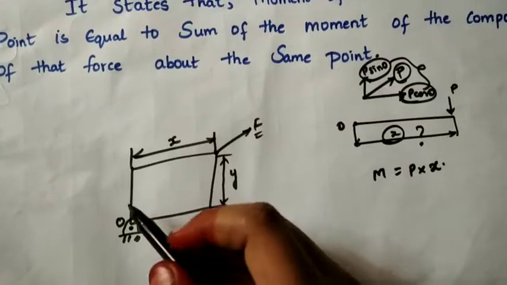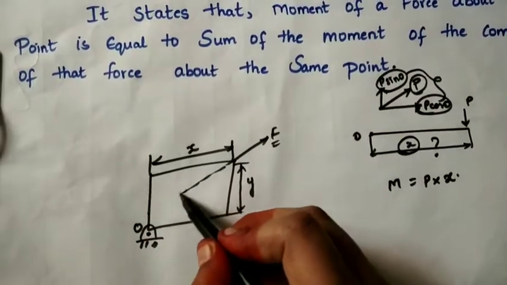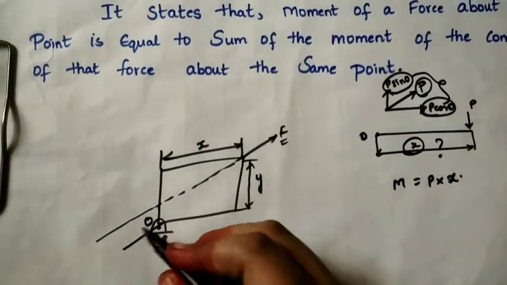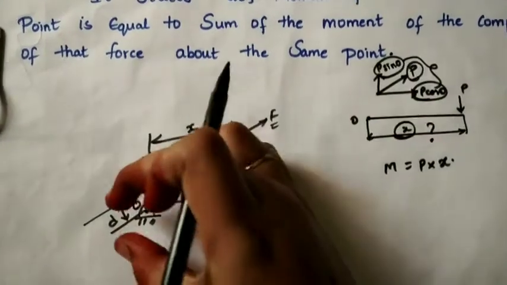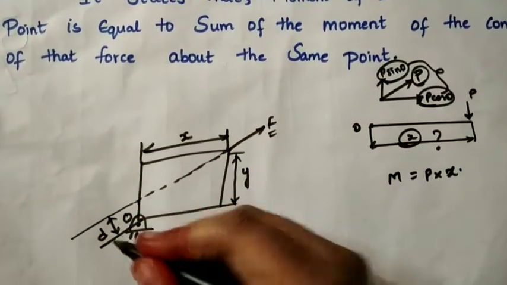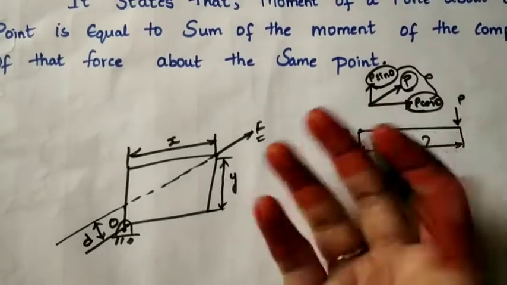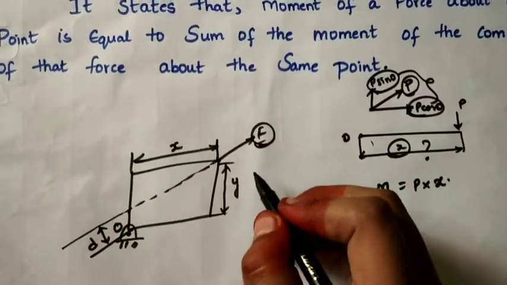If we see this, what will be the perpendicular distance d? We don't know the exact perpendicular distance from here. So how can we find the moment of F?